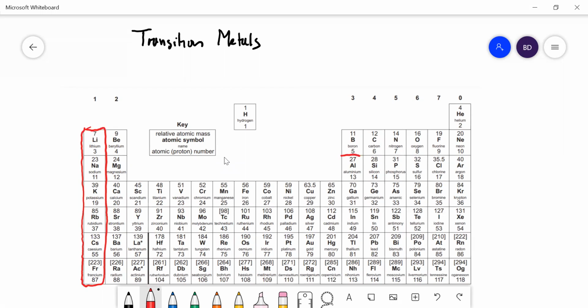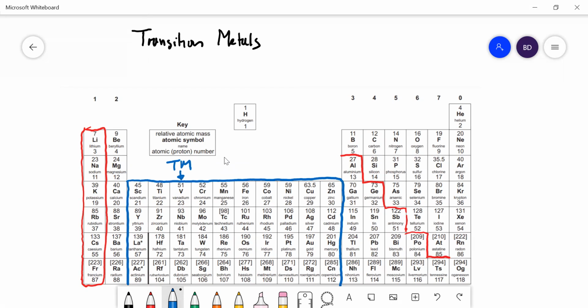Now, just to remember, this staircase line separates the metals from the non-metals. So everything to the right of that is a non-metal. We have this big group in the middle here, and that's what the transition metals are. If you notice, they don't have a group number like 1 and 2, so you don't really talk about how many electrons are in the outer shell of transition metals. Their electronic structure is a bit more complicated than that of the other elements we've looked at, and you don't really cover it till A level.